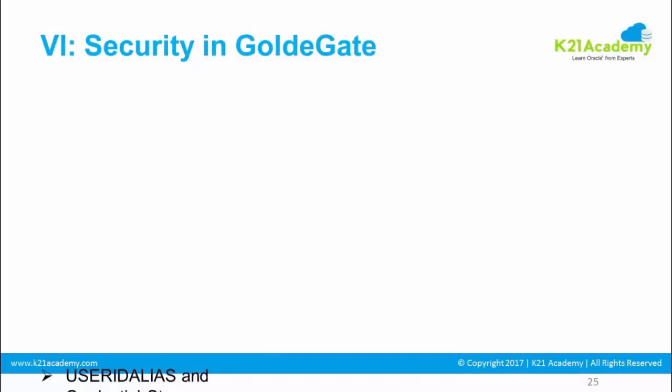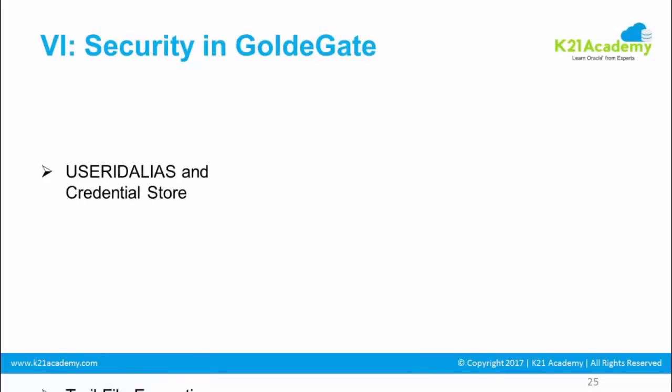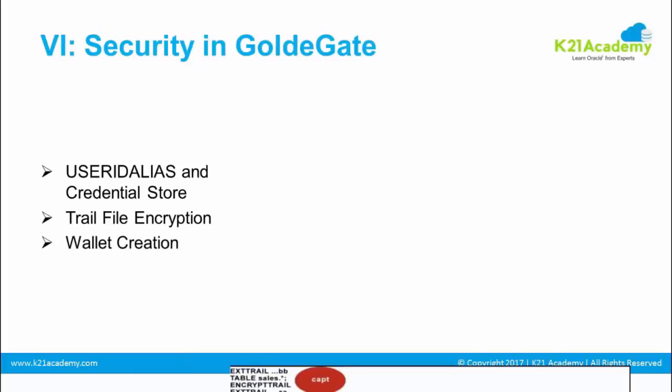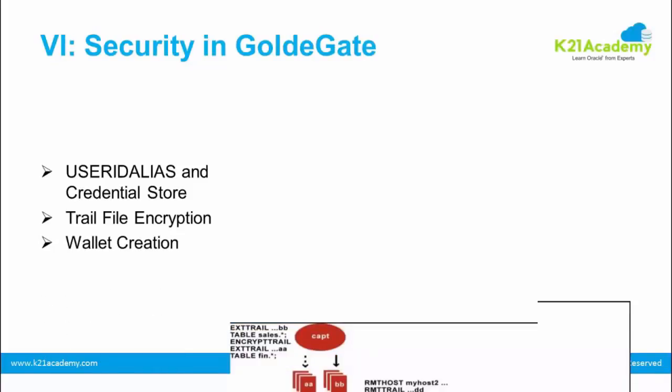How to implement security. As we discussed, security is one of the most important topics. So what is user ID, alias and credential store? How to perform trail file encryption. How to create a wallet in your environment.